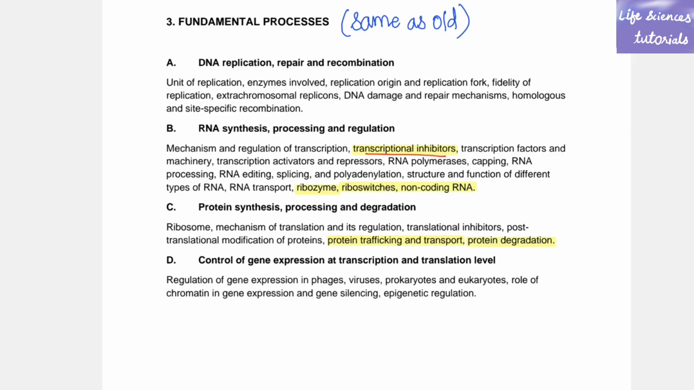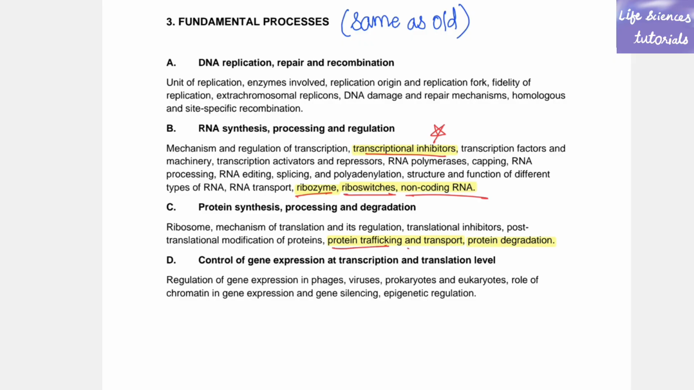So anyways, it was expected to be studied, but now they have mentioned it. And if you go through the previous year's questions, you will see there are many questions asked on transcriptional inhibitors. So you have to study this. Then ribozyme, very important, and small topics. Next, riboswitches, non-coding RNA. Earlier these topics were not mentioned precisely, but now they have been mentioned, so we have to study this.